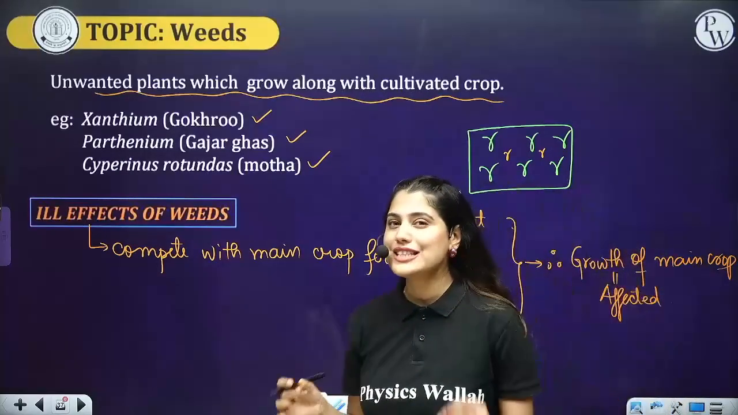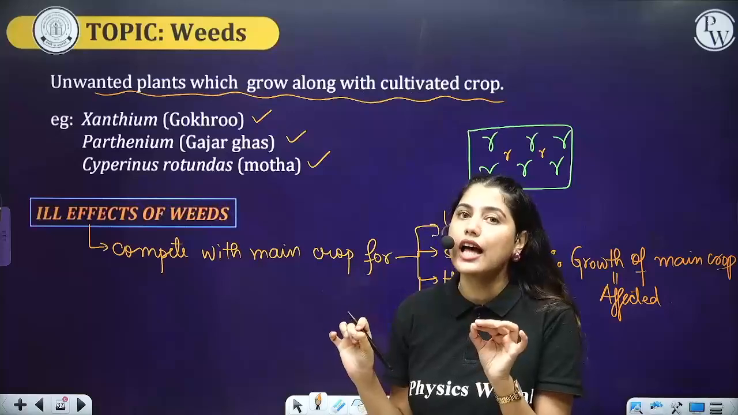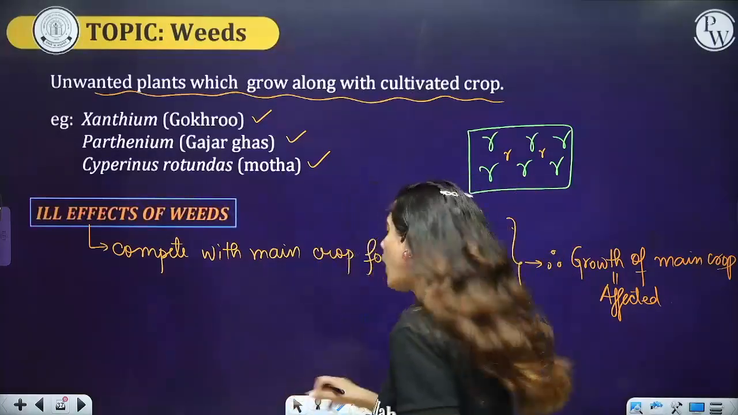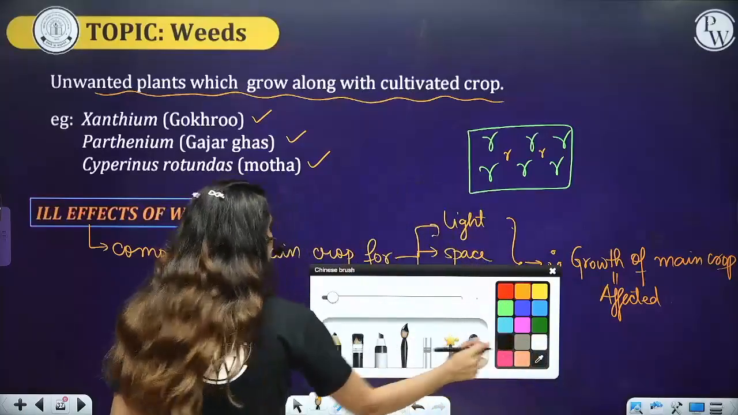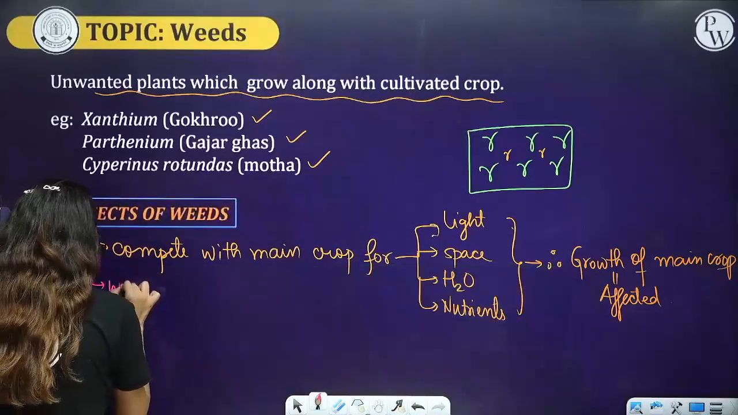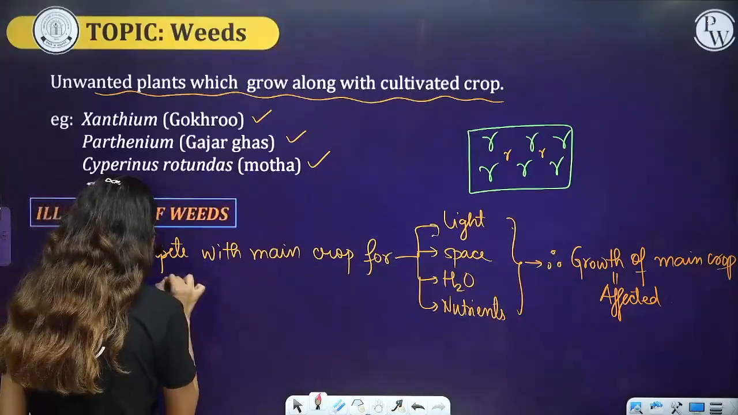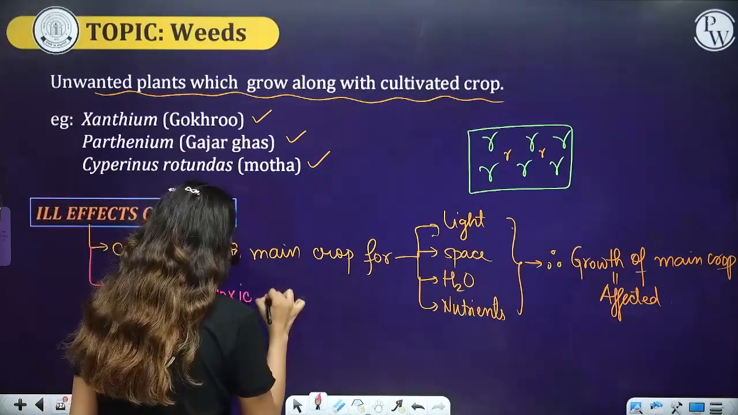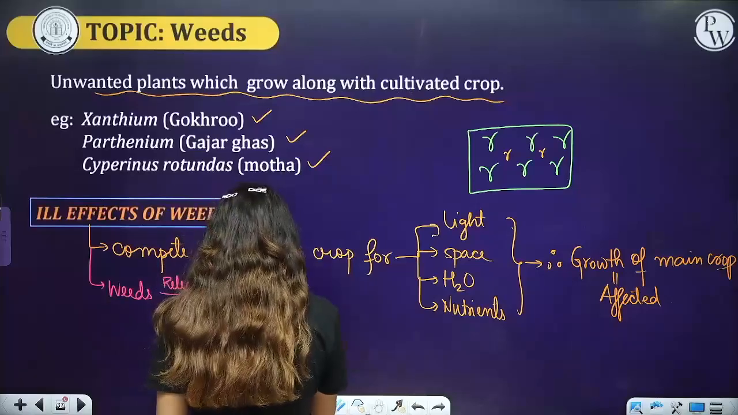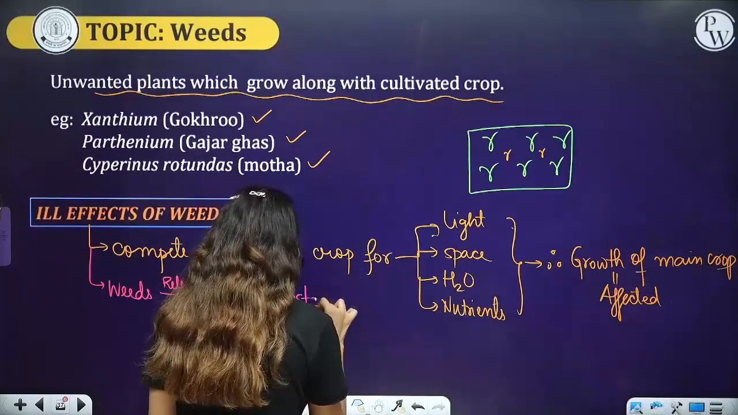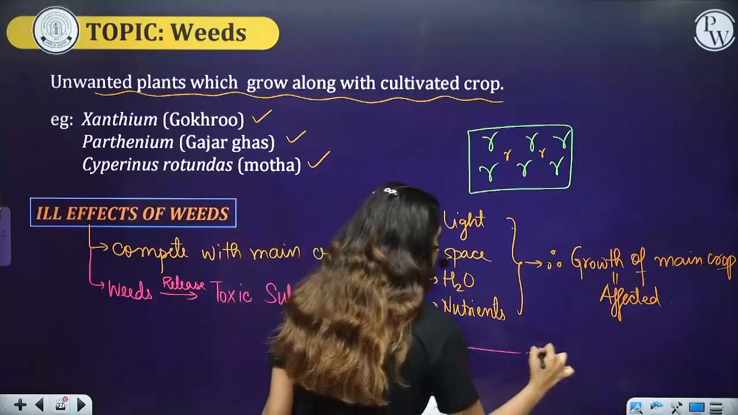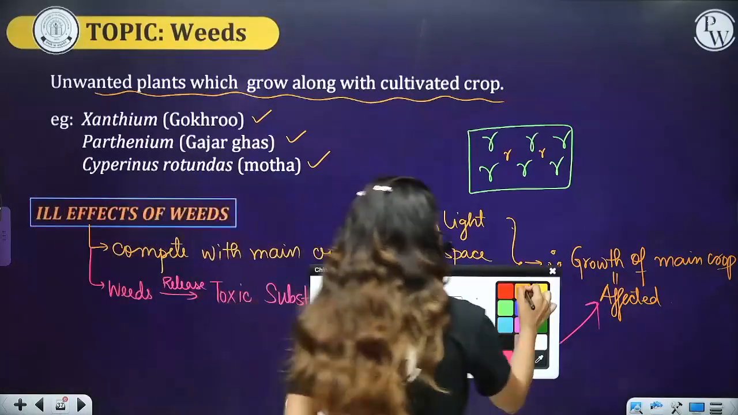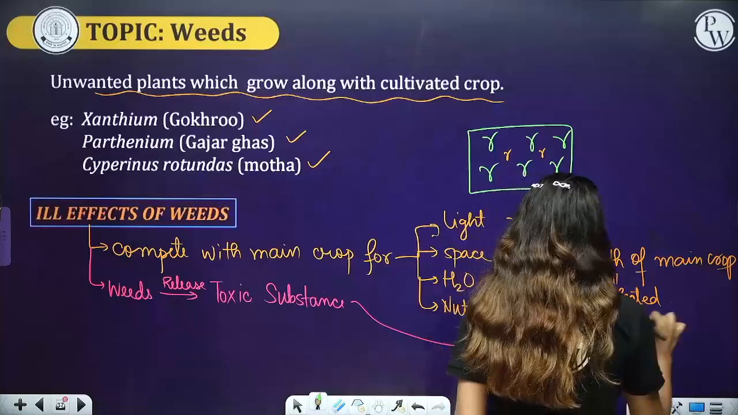Some weeds can also release harmful substances, and those harmful substances will then be damaging for the main crop, right? So I can say here that the weeds release toxic substances, toxic as in harmful substances, the substances which can damage the main crop. Again, I can say the growth will be affected. This point remains the same.